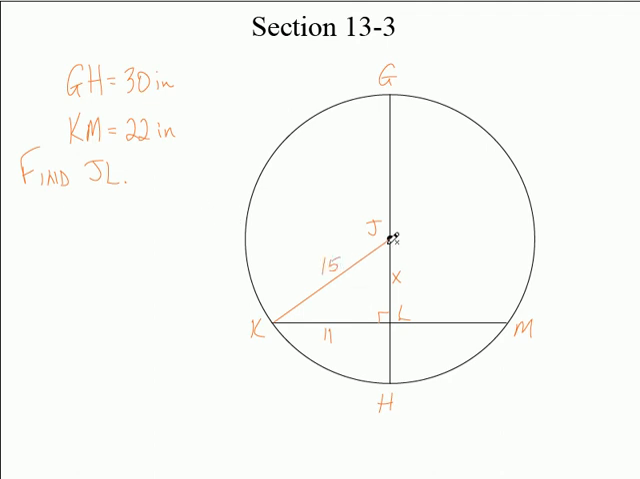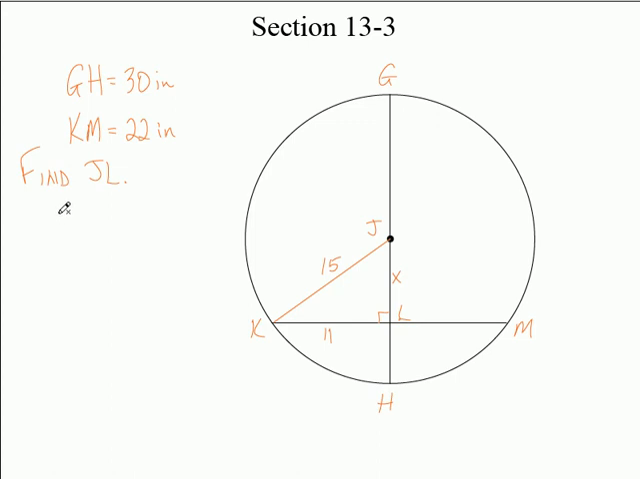And check it out. I've got a right triangle now, don't I? The hypotenuse is 15, one of the sides is 11, and I'm trying to find this side right here. Once I find this side, I'm finished. So now I've turned it into a right triangle, something I'm really familiar with. Now we can use the Pythagorean theorem. It's not one of the special triangles, but that's okay. We can still figure this out.